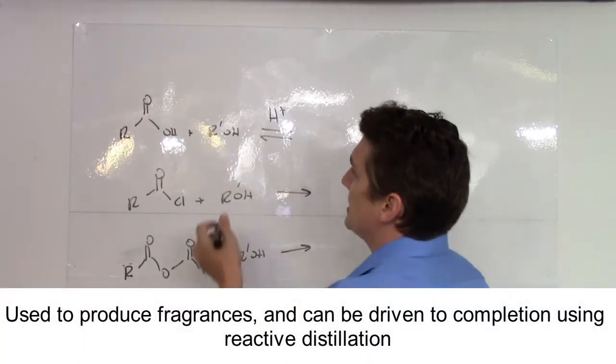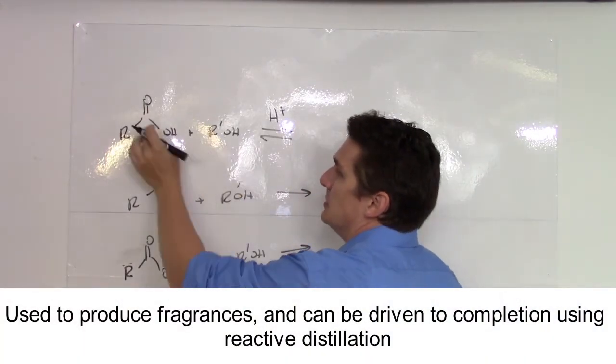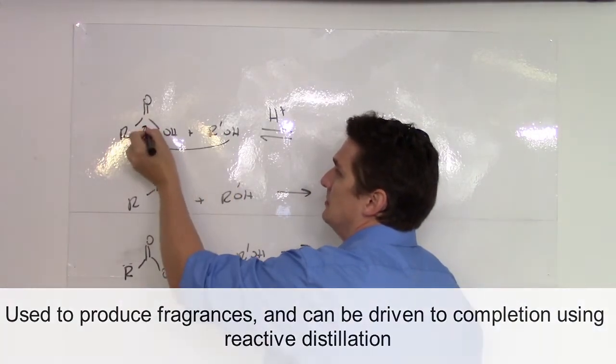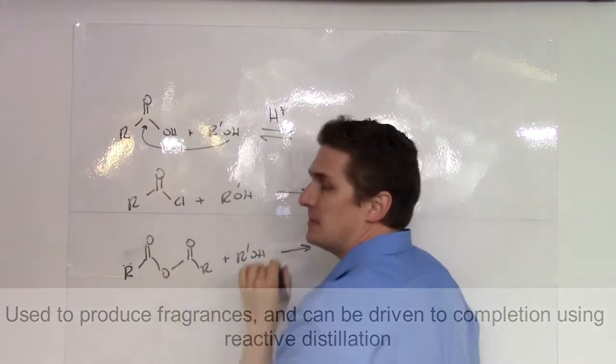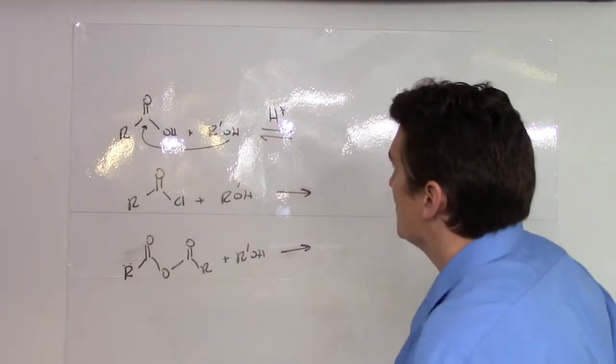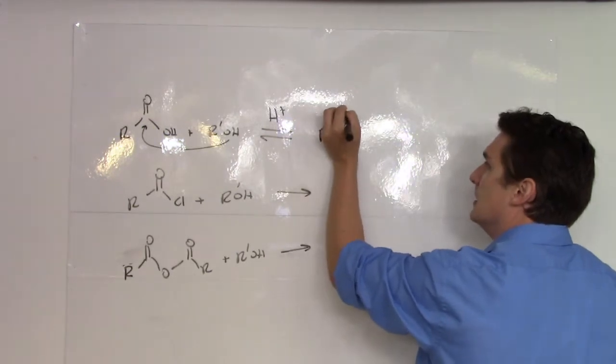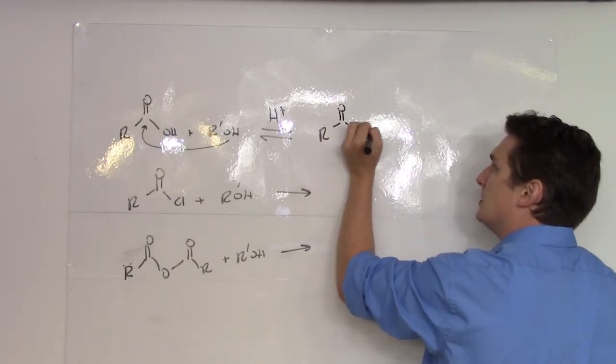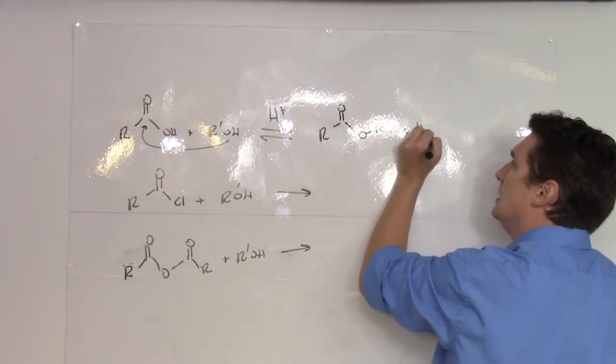What happens is that the oxygen here is going to attack the carbonyl. And through a series of mechanisms, if you're really curious, go look it up in the notes, we're going to end up forming the ester and H2O.